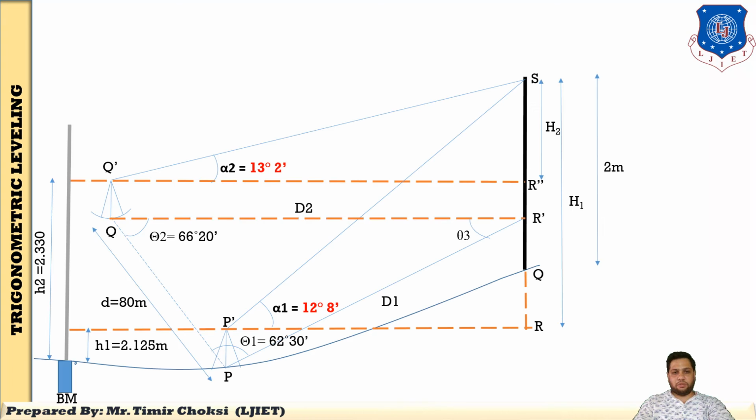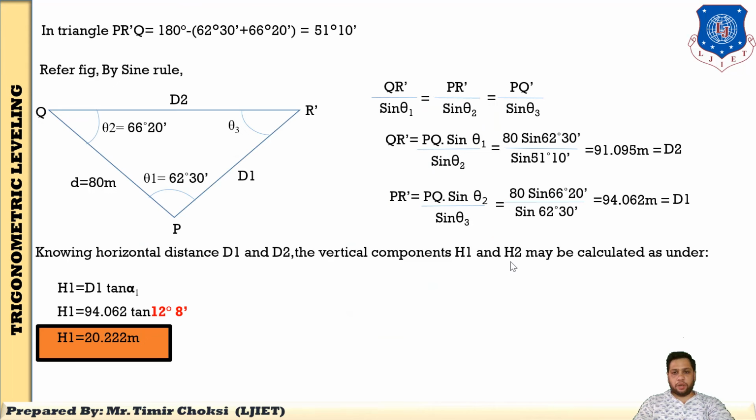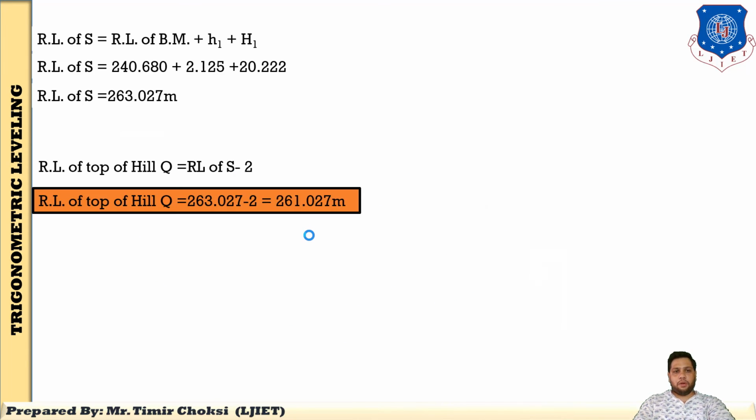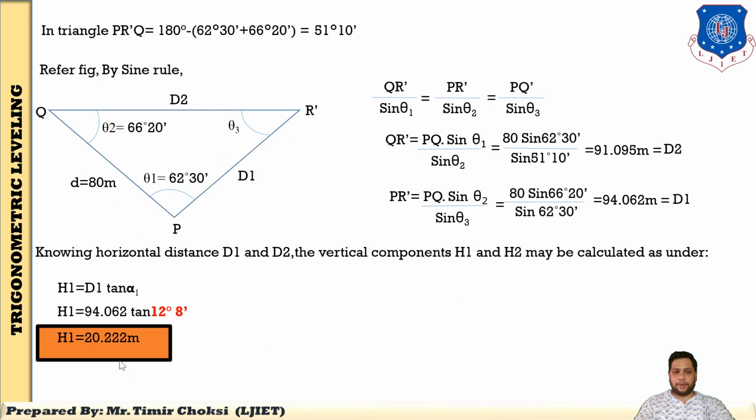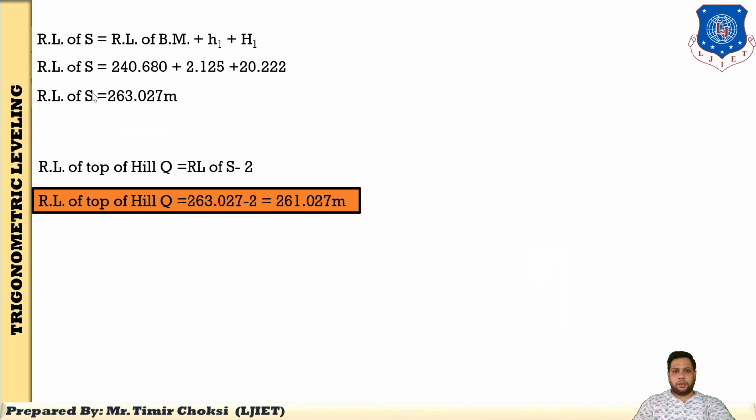So you have found d1 and d2 and then h1. No need to find h2. I have already explained that there is no need to find both components h1 and h2; you only have to find the one component h1. Now, after getting the value, your main goal is to find the RL of S. So RL of S equals RL of benchmark plus small h1 plus capital H1. RL of benchmark is given in the data, H1 is also given in the data, and you have already found the value of capital H1 as 20.322 meter. So add them and get the answer.